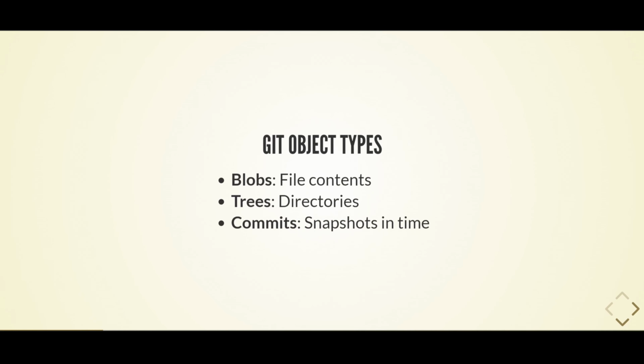Full clones download all data from the repository. We'll discuss the different Git object types involved in a full clone, including blobs for file contents, trees for directories, and commits for snapshots in time.